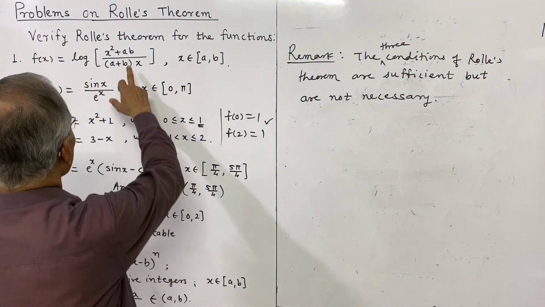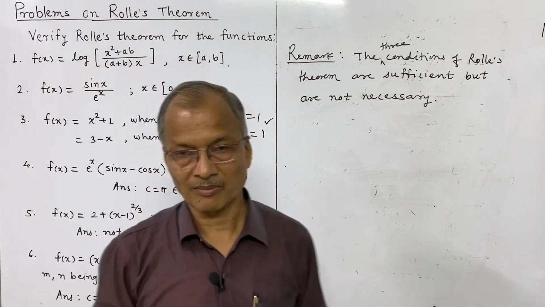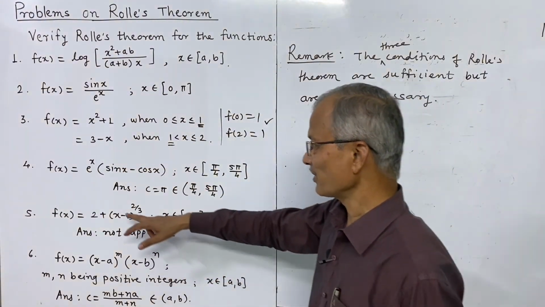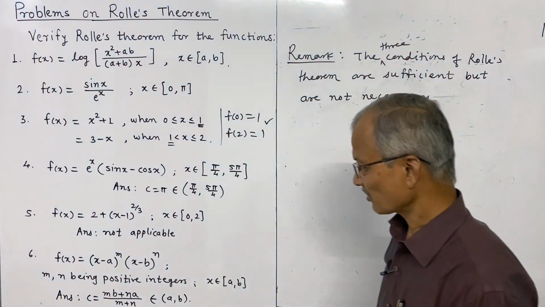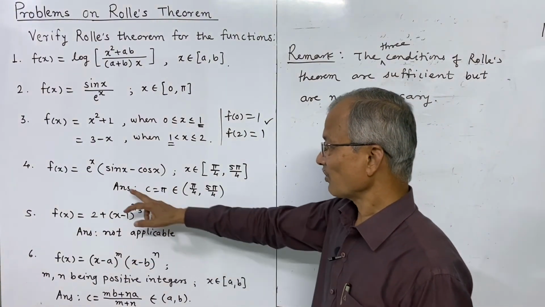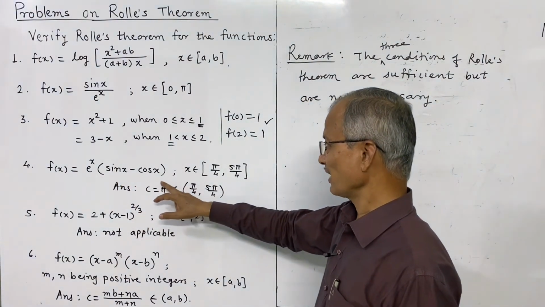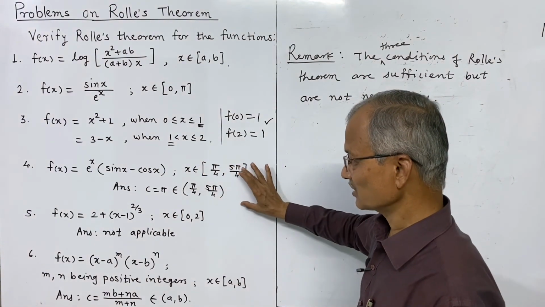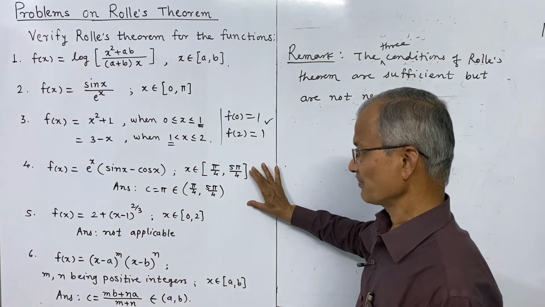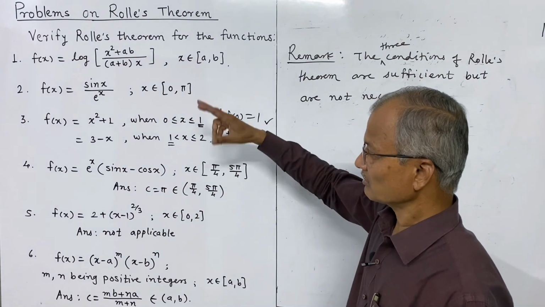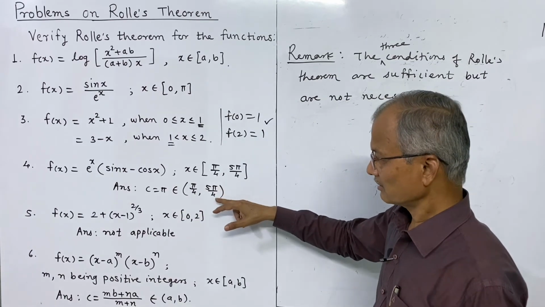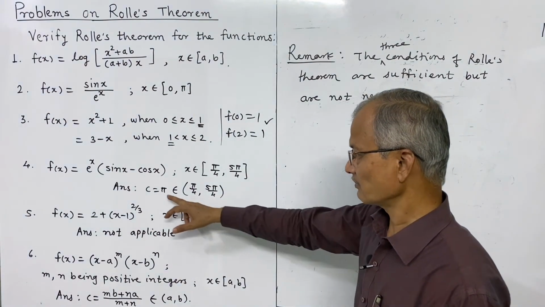And thus we have solved the first three problems. Now I will leave problems 4, 5 and 6 for you to solve. For this function the value of c is pi, which is in the interval. That means Rolle's theorem is verified for this function. We have done the steps. You do this in a similar way and you will get this value of c.